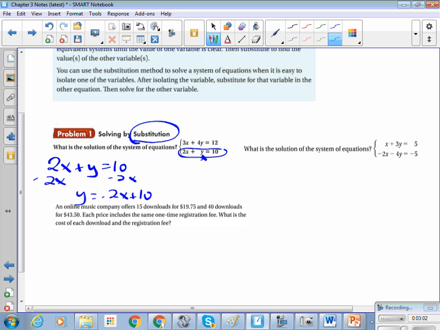is the substitution step. So I'm going to take my other equation, and where I see the y, I'm going to put in negative 2x plus 10. So I'm going to substitute, hence the name substitution. So I'm going to take 3x plus 4, and instead of putting in y, I'm going to put in negative 2x plus 10. And that should equal 12 at the end of the day.